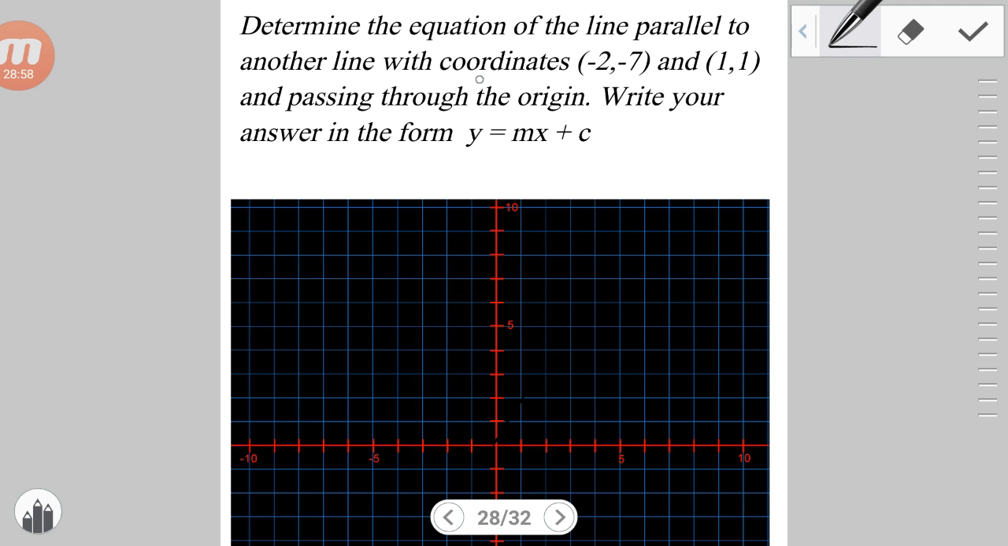We're asked to determine the equation of a line that is parallel to another line with coordinates -2, -7 and 1, 1, and it's passing through the origin. Very interesting question here. We are to write the answer in our general form, y equals mx plus c. So this question is a little easy in terms of what we're expected to see. Let's look at some keywords in the question: equation, parallel, and passing through the origin. Those are the key terms in this particular question.